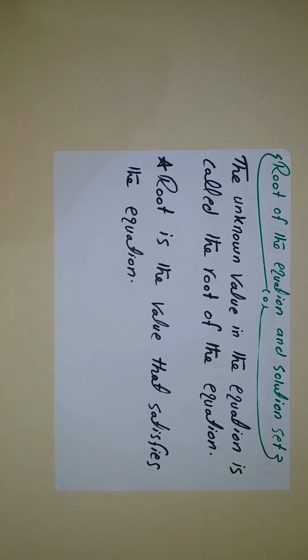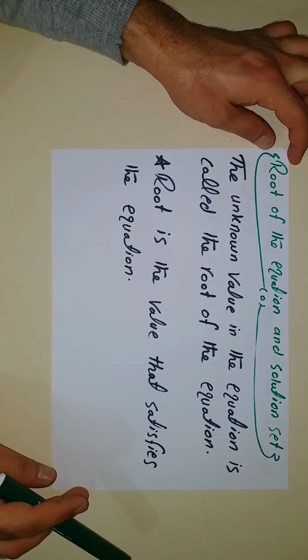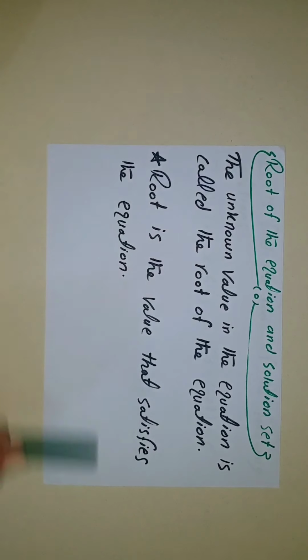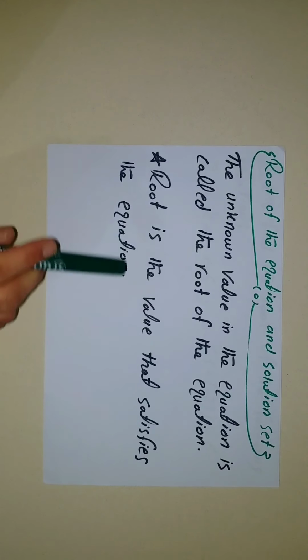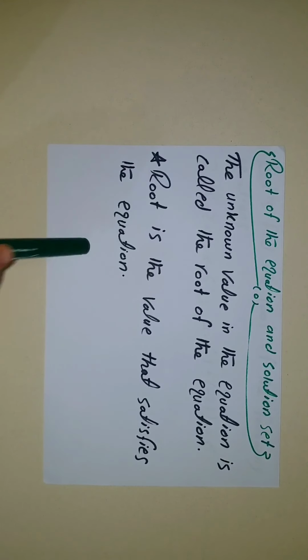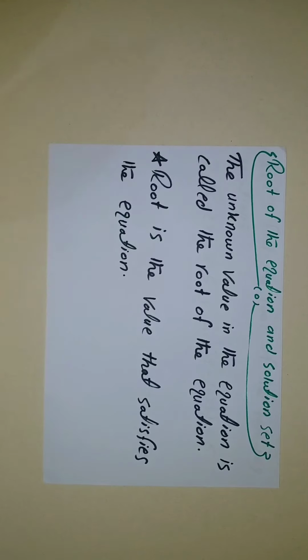Now let's come to the root of the equation and solution set. What is the root and what is the solution set? The unknown value in the equation is called the root of the equation. The value which is x, y, z, a, b, c, the value of that is unknown. So the value of that is called the root of the equation. And the root is the value that satisfies the equation.